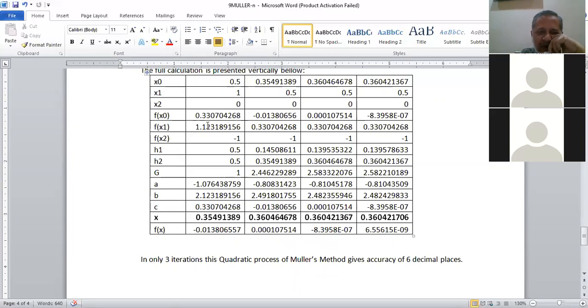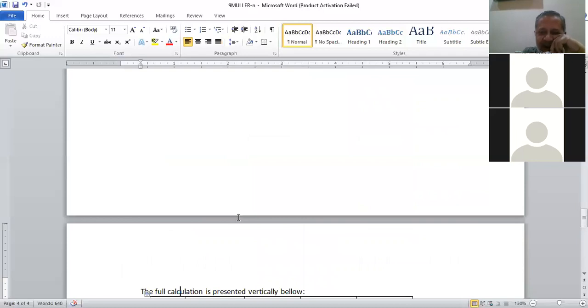fx0 की वैल्यू कैलकुलेट की, fx1 की वैल्यू कैलकुलेट की, fx2 की वैल्यू कैलकुलेट की, h1 की वैल्यू कैलकुलेट की, h1 is x1 minus x0, half. h2 is x0 minus x2, ये भी half. गैमा जिसको मैंने यहाँ g लिख दिया है वो रेशियो है h2 अपॉन h1, तो 1 आ गया. उसके बाद हमारे पास जो फॉर्मूले हैं a और b के, उनसे हमने a की वैल्यू कैलकुलेट की, b की वैल्यू कैलकुलेट की, c की वैल्यू fx0 है वो एज इट इज कॉपी की, and then the value of x is calculated as per the strategy described in the algorithm.